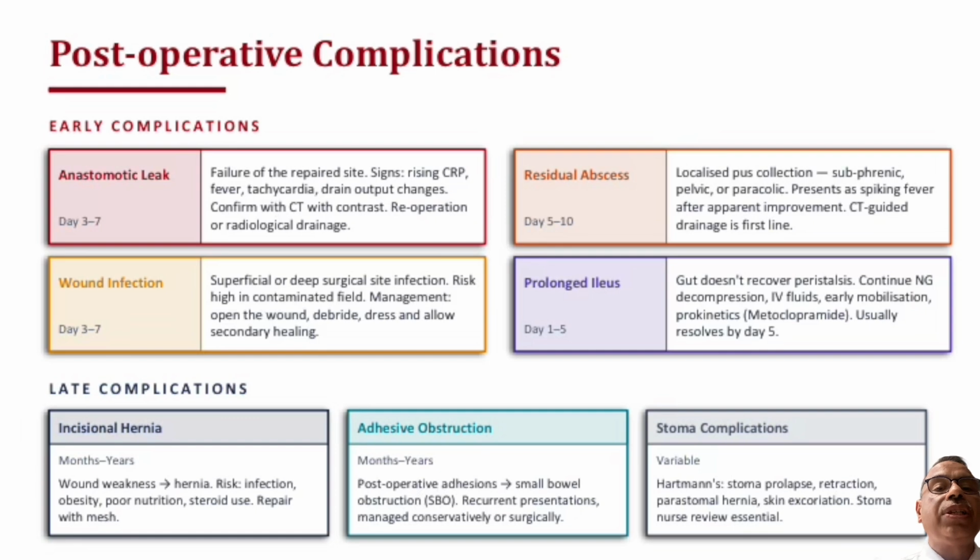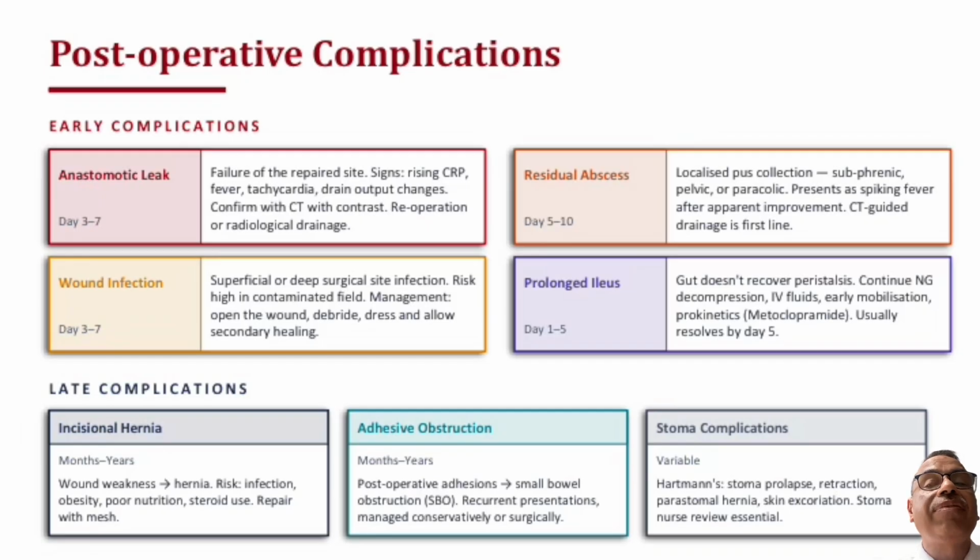There are late complications which you should expect beyond the early stages. First is incisional hernia, which may occur in months to years. Because there is associated wound weakness, the patient can develop an incisional hernia. The risk also increases with associated comorbid conditions like poor nutrition, steroid use, and obesity.